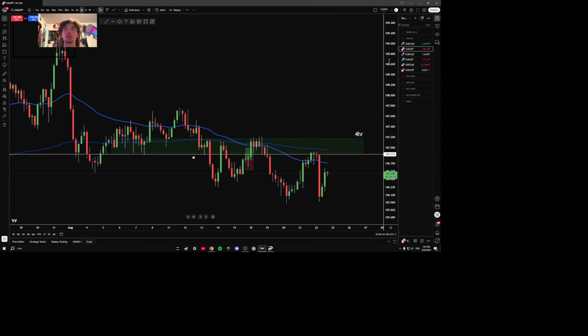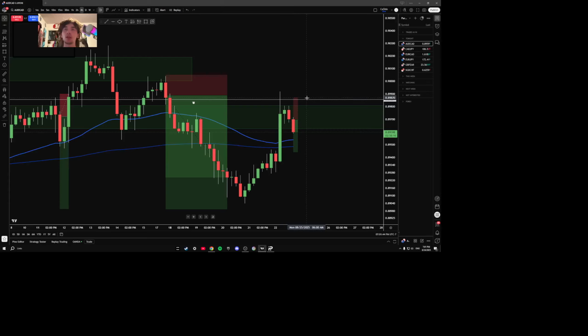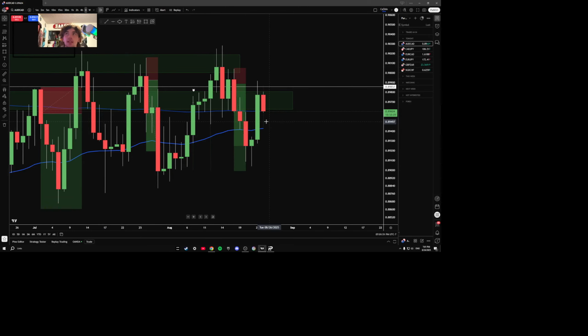Wait for that to get hit. Because otherwise, it's not going to shift structure. It's going to have to come all the way down here. And when it's all the way down here, we probably won't want to sell it anymore.